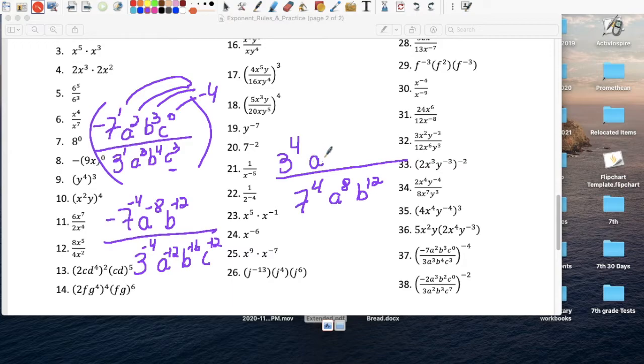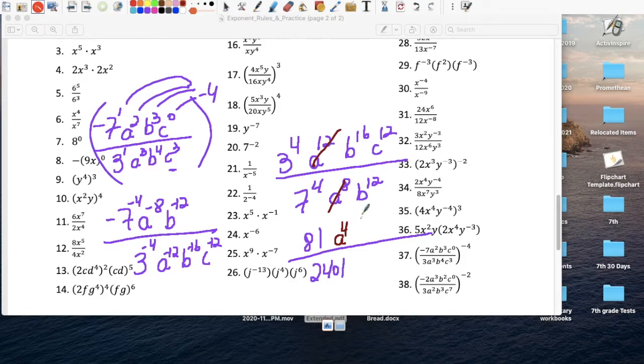So A12, B16, C12. So 3 to the 4th and 7 to the 4th: 3 times 3 is 9, times 9 is 81. So this is 81 over, what's 7 to the 4th power? I have no idea. That equals 2,401. The A's, there's A12 and A8, so that means it's going to have A4 here. B16 and B12, that means we're going to have more B's on the top after we simplify, so I'm going to have B4 left over. And the C12 stays. So that's my final answer.